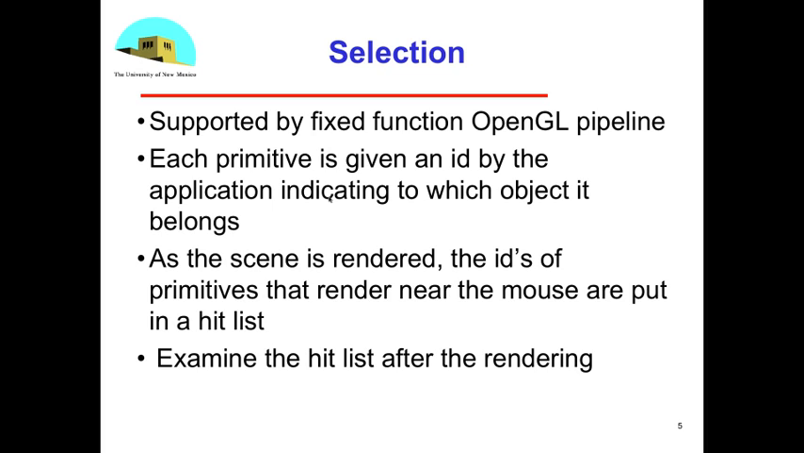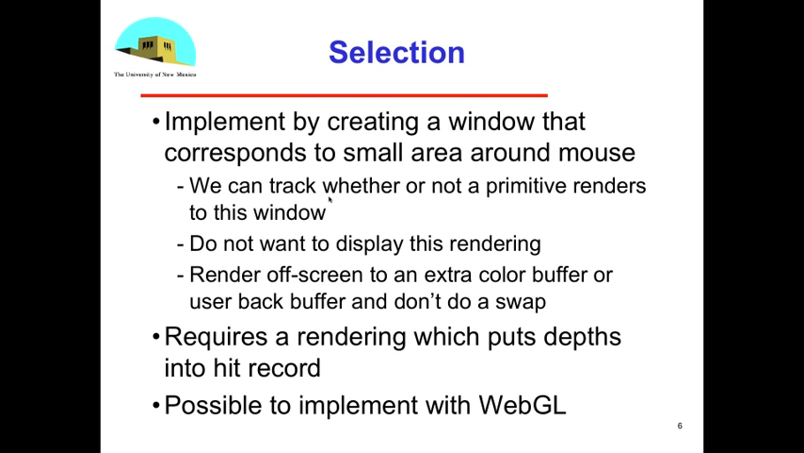Now there are complications when I try to implement that, but the way it's generally done, and this is what was built into earlier versions of OpenGL, was to look at a window, not the window that you're defining for your whole scene, but rather a window that's a small area around the mouse. So everything that renders into that small area, we can assume is part of the object. So this is how I get around the problem of not being able necessarily to point exactly at a small object or an object that's very thin like a line.